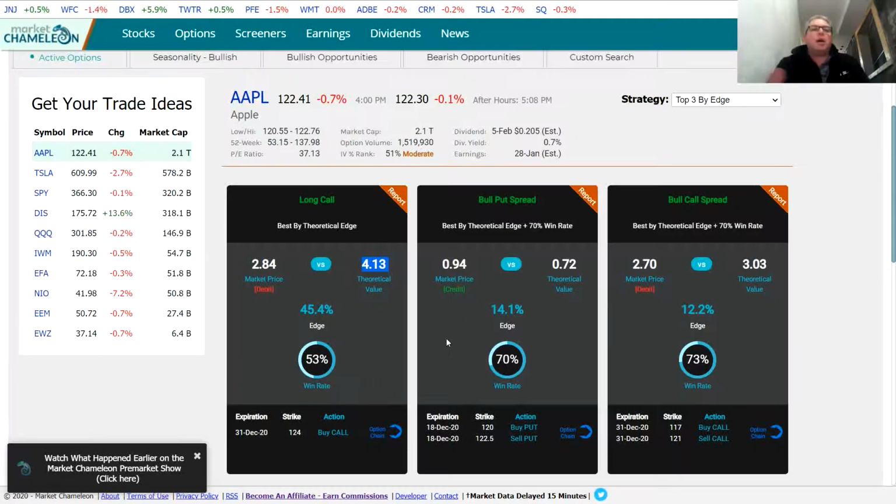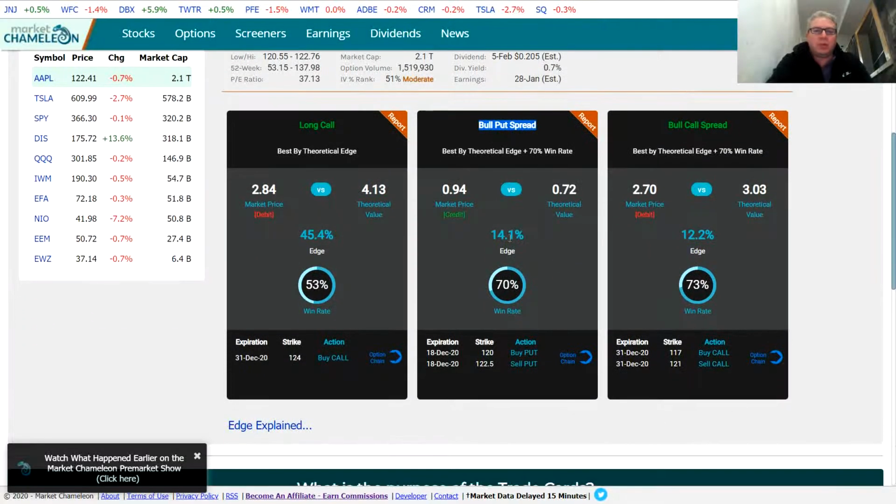I prefer to sell, and this is what I like to show you guys. Bull put spread. Look at this one. Bull put spread for next week. This is the one that I want to show you. Expiration December 18.